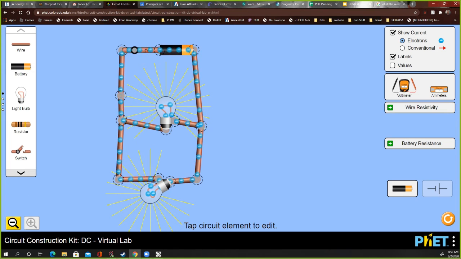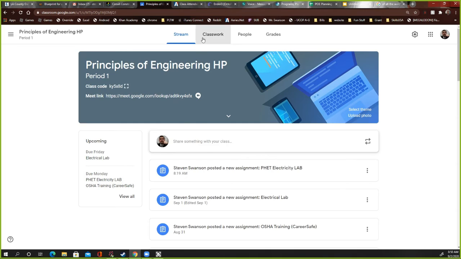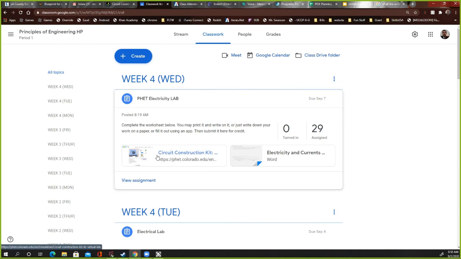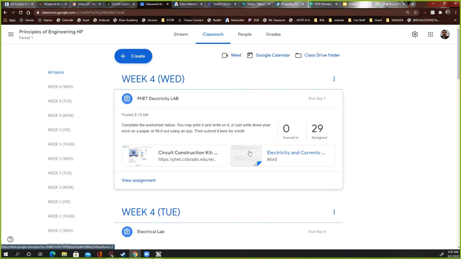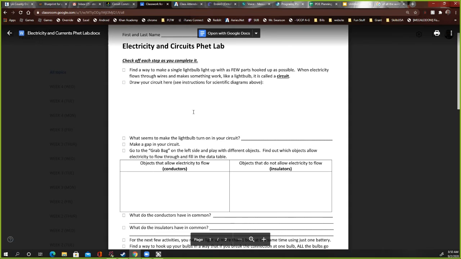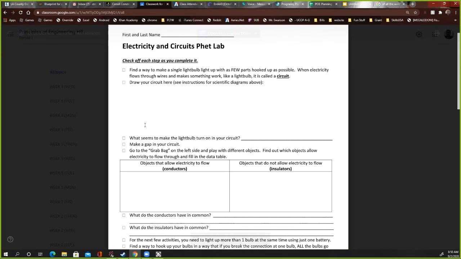And that's about it. Now for today's assignment, you're going to go to your classroom, go here, and to get to that lab, just click this, and that'll bring you to this lab right here. So just click that. Follow along this worksheet. You can print this. You can use some app. If you have some app and you know how to write on this with an app, go ahead and do that.